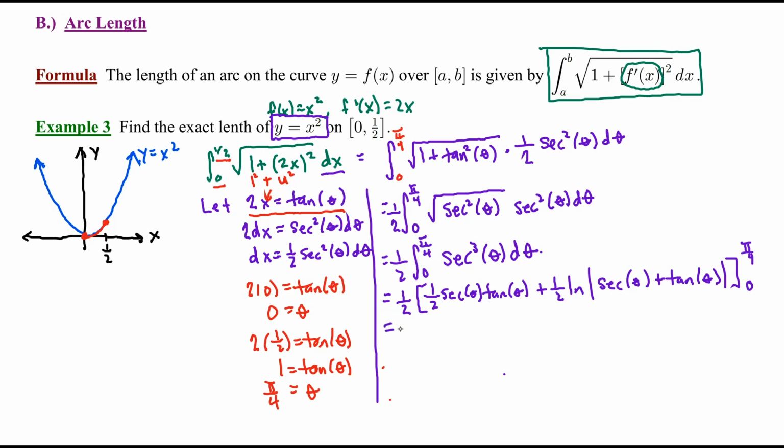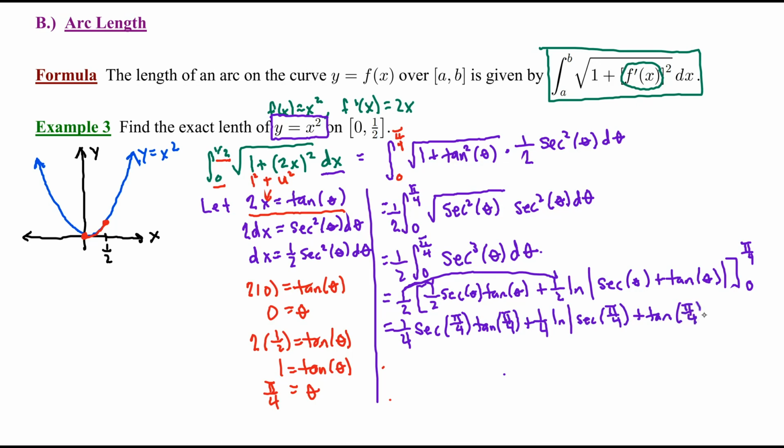So I'm going to do two things. I want to distribute this 1/2 at the same time as plugging in our upper and lower limits. So our new coefficients will both be 1/4. So plugging in our upper limit, we have 1/4 times secant of pi over 4 tangent of pi over 4 plus 1/4 natural log of the absolute value of secant pi over 4 plus tangent pi over 4.